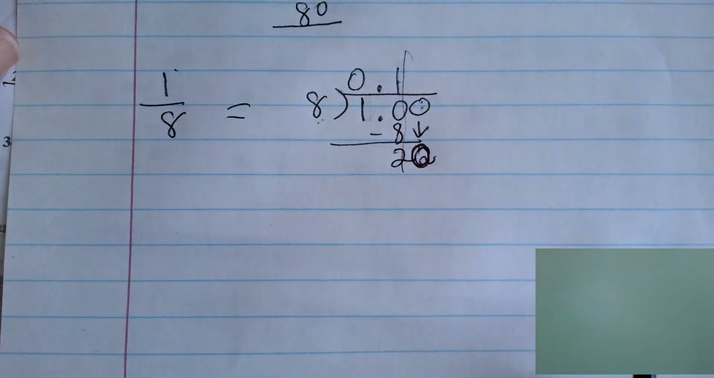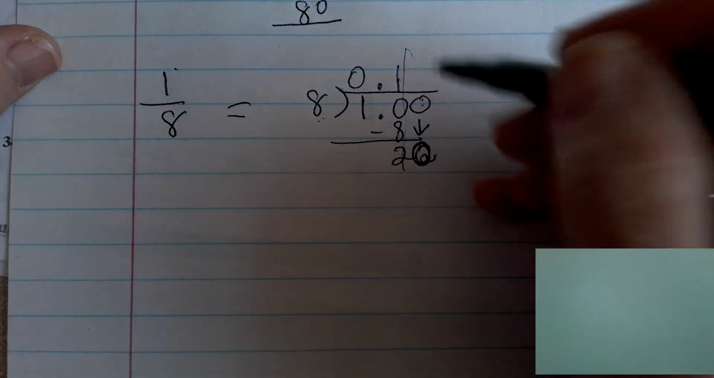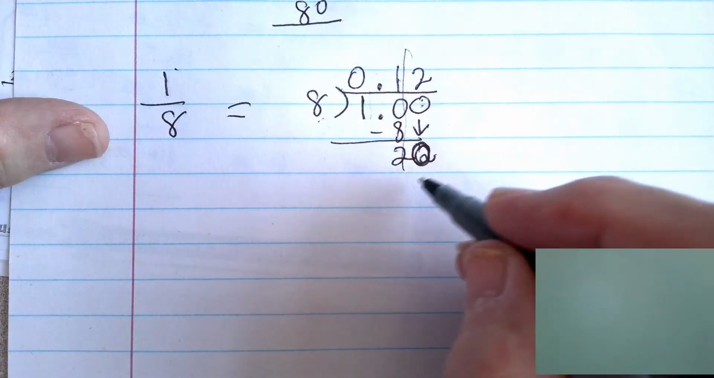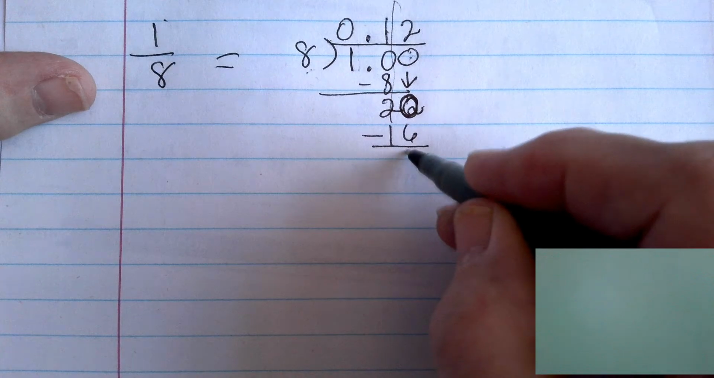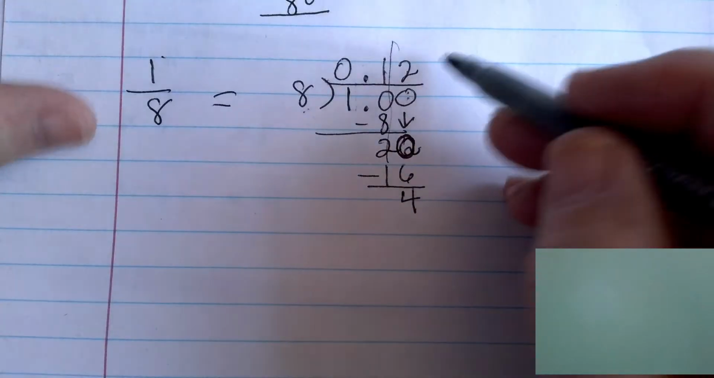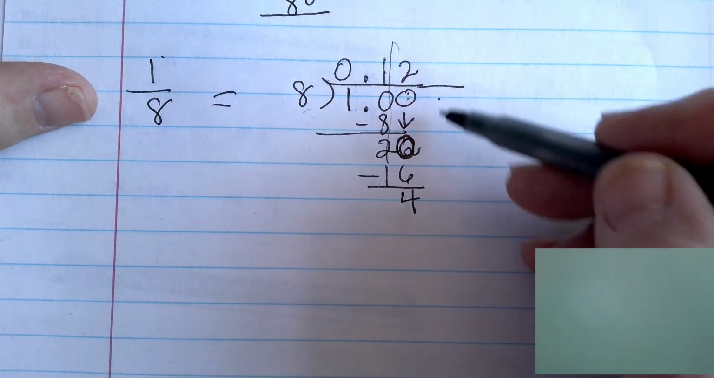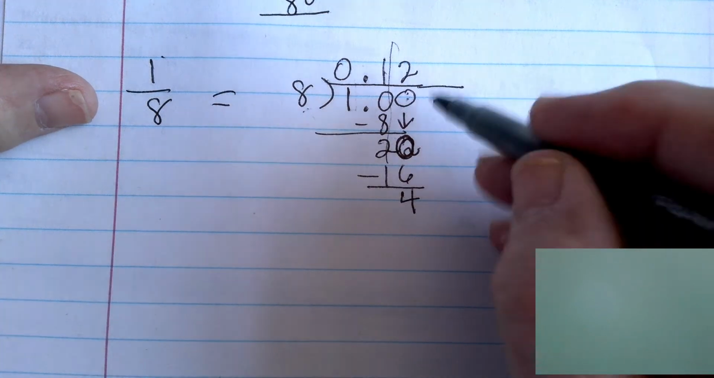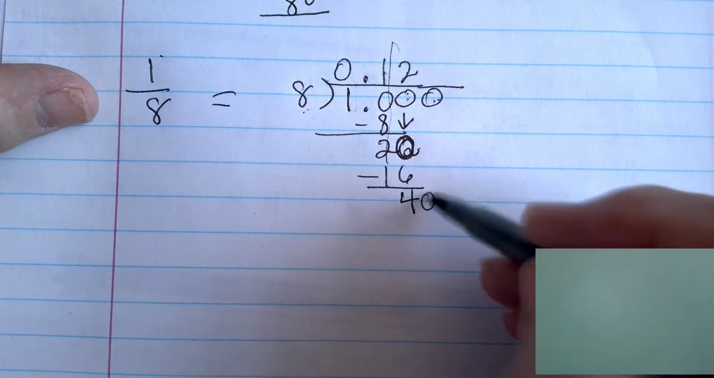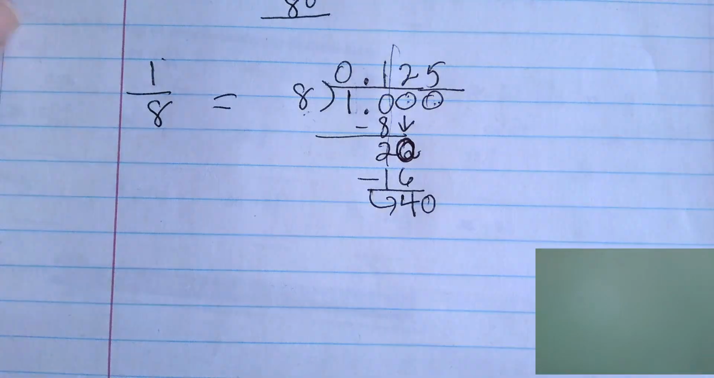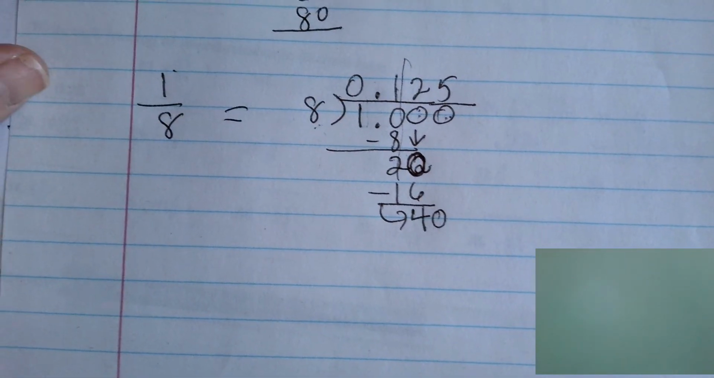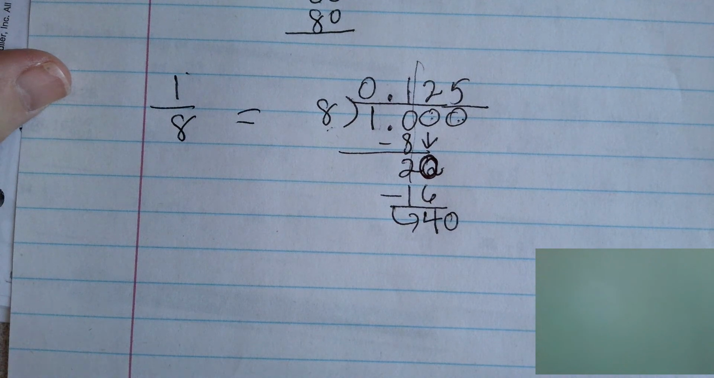How many times does 8 go into 20? Twice. 2 times 8 is 16. I think one more time. It's going to be 4. Trinity, what do I have to add to keep going? A 0. Bring it down. And does 8 go into 40? Yes. Okay, so here's the deal. Start memorizing 1/8. 1/8 is 0.125.